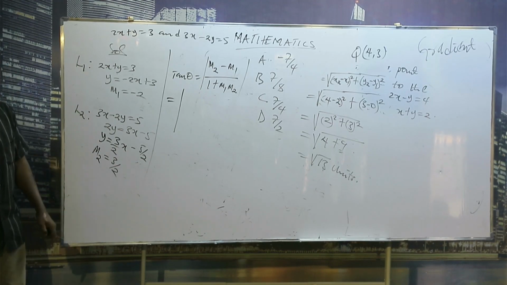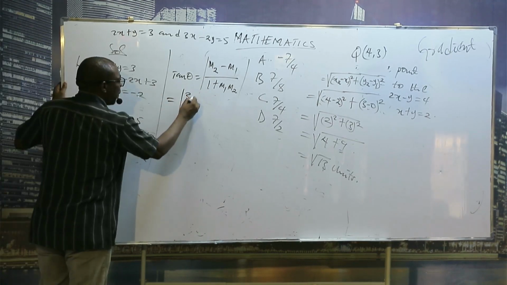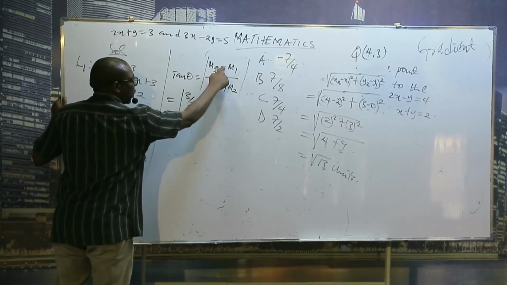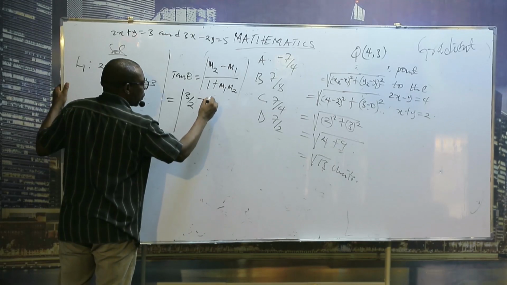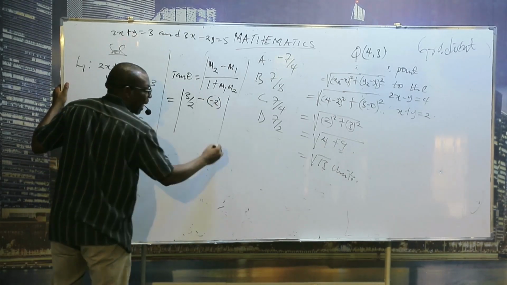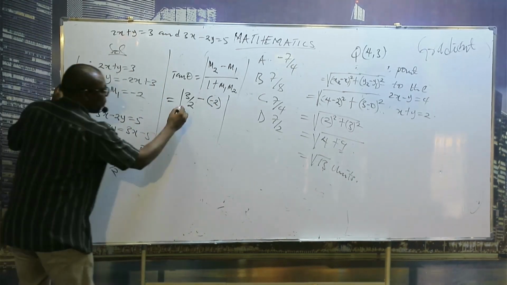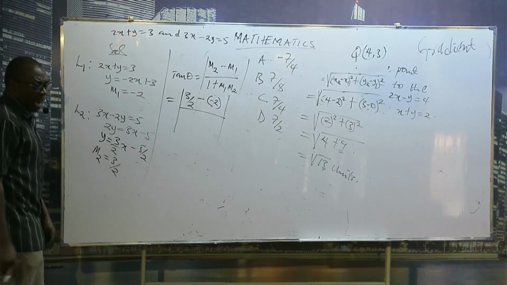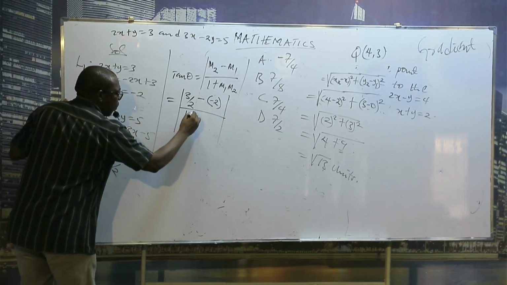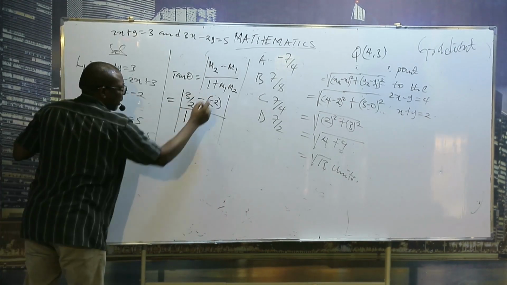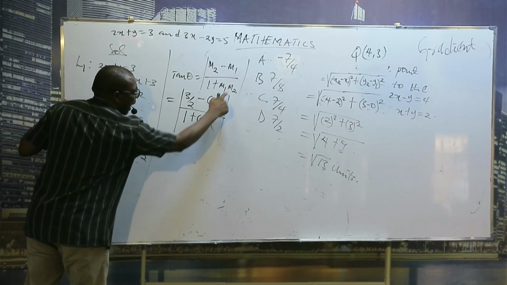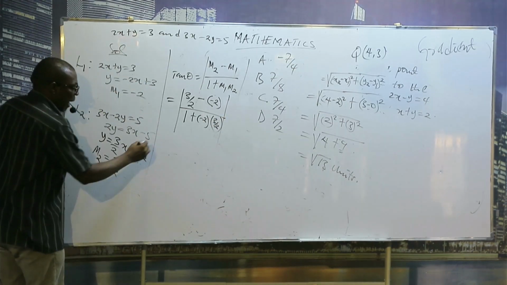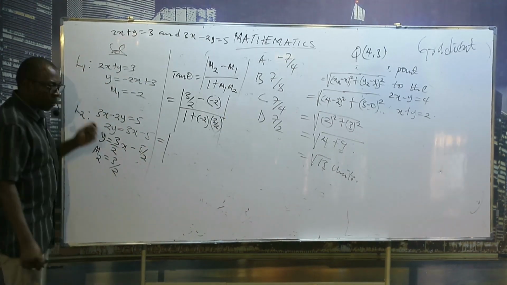Who is M2? Bring it now. 3/2. Who is M1? Minus, then minus 2. Over. Do you still remember this formula? That is what we are using now. 1 plus, what is this? Minus 2. Did you see that now? All right, let's go. We are moving.